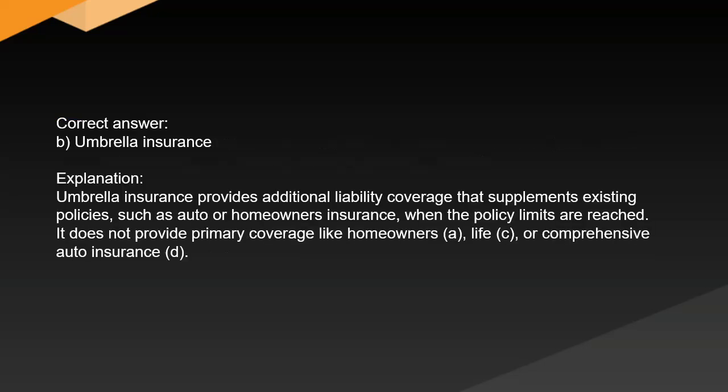Correct answer. B. Umbrella insurance. Explanation. Umbrella insurance provides additional liability coverage that supplements existing policies such as auto or homeowners insurance when the policy limits are reached. It does not provide primary coverage like homeowners, A, life, C, or comprehensive auto insurance, D.